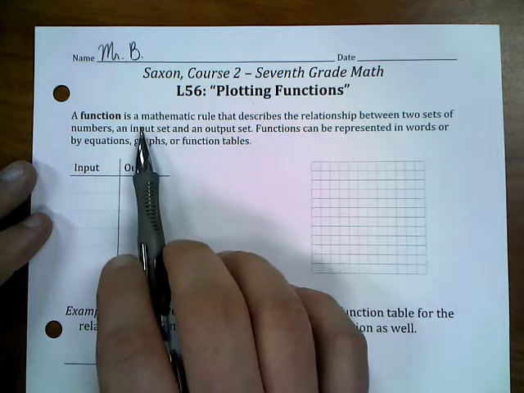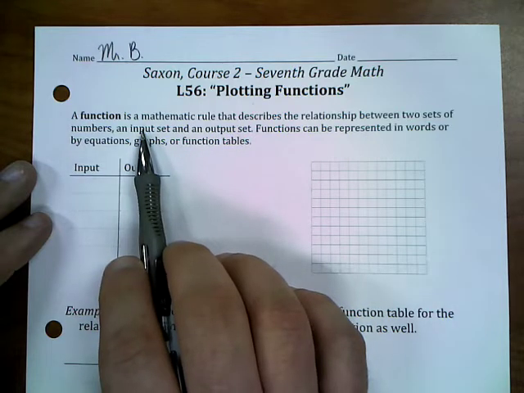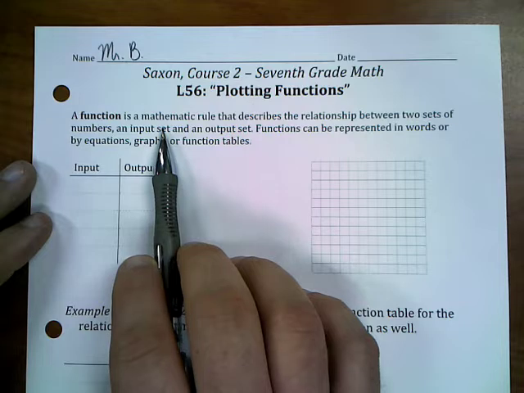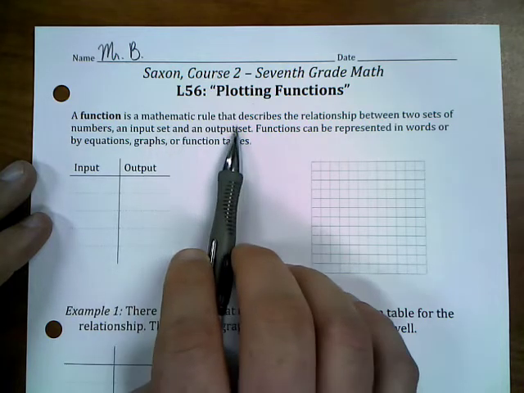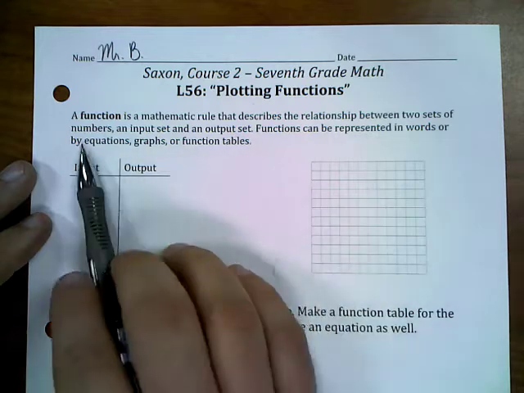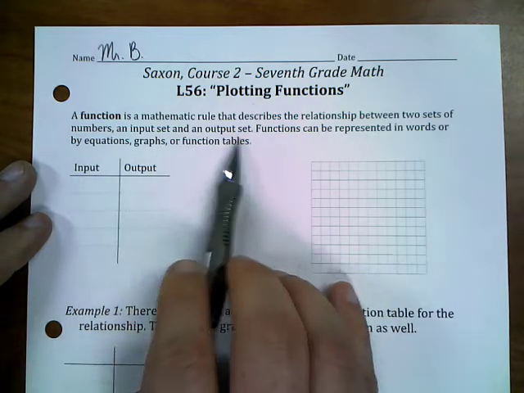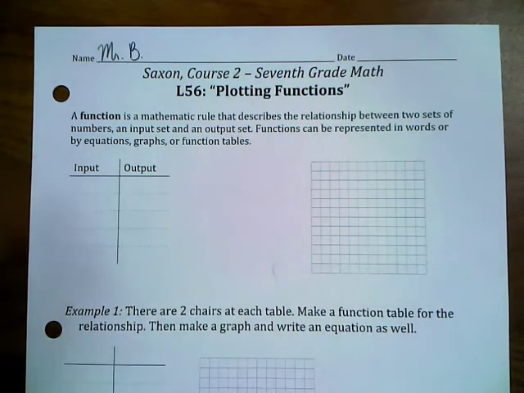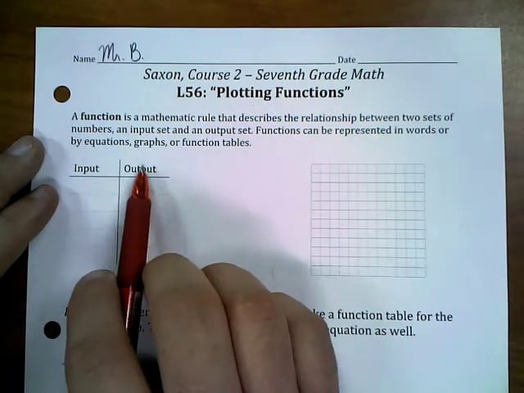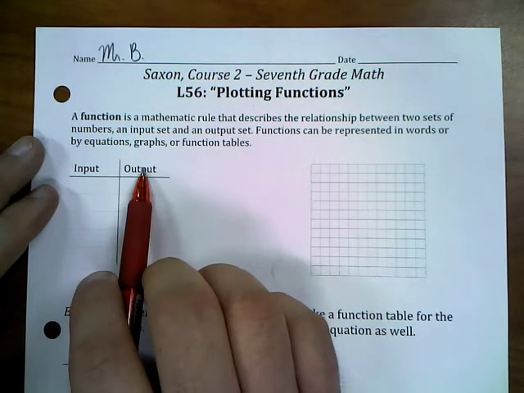The group of all the things that we can put into the function is called the input set. The group of all the things that result or come out of it are called the output set. Functions can be represented in words or by equations, graphs, or function tables. As a function table, the left column is always going to be our input. The next column will always be our output.